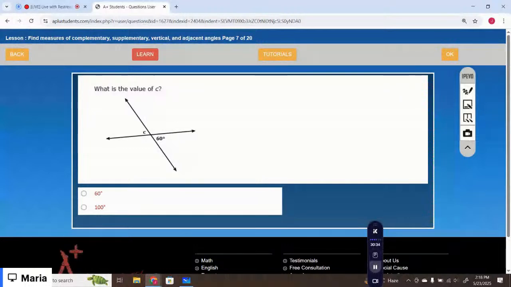What is the value of C? Angle C and 60 degrees are vertical angles, so they measure exactly the same. C equals 60 degrees. Option number one is the correct option.